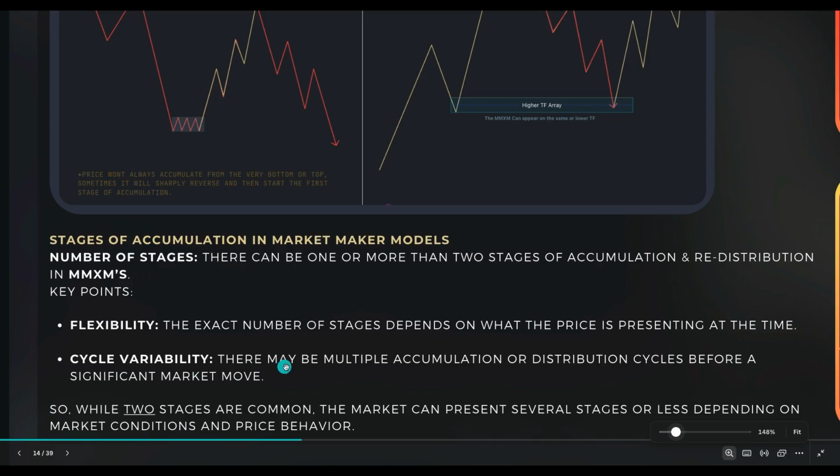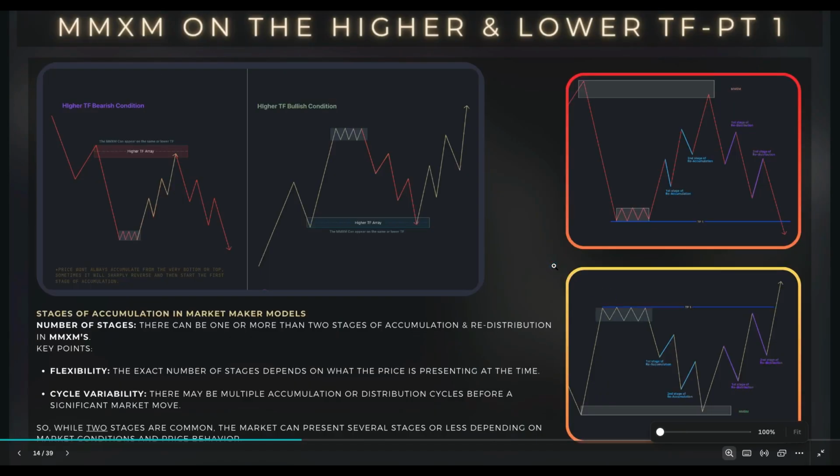Cycle variability: there may be multiple accumulation or distribution cycles before a significant market move. So always keep that in mind. While 2 stages are common, the market can present several stages or fewer depending on market conditions and price behavior. Always be ready to adapt, guys. That's always what I've been trying to teach you. Be ready to adapt for anything at any moment, because price is not very predictable. It is very hard. The only thing we can do as traders is make educated guesses. Please study this part of the video, or of the section, because it's very, very important.